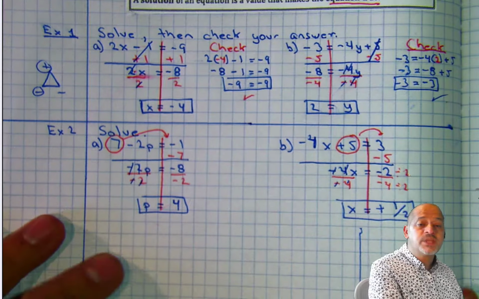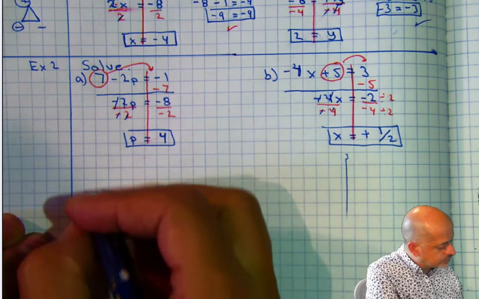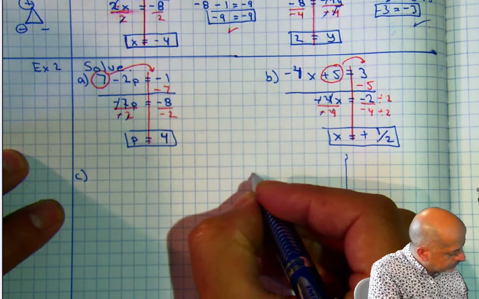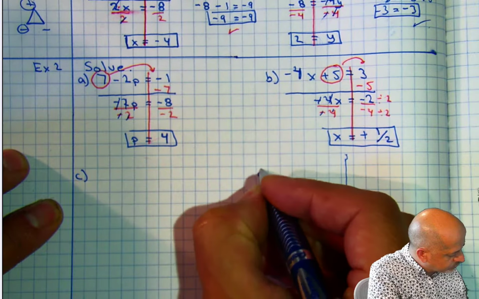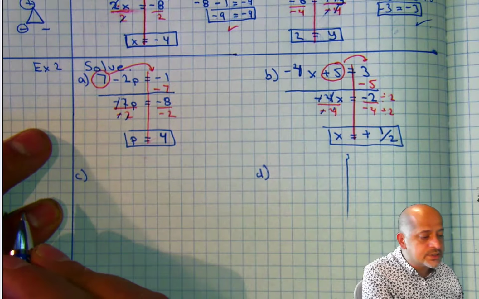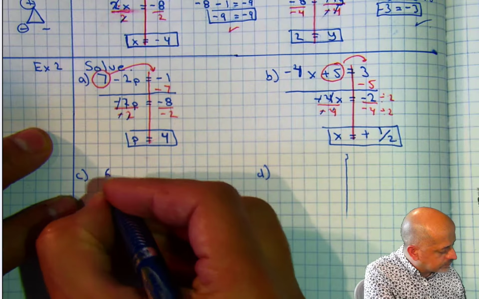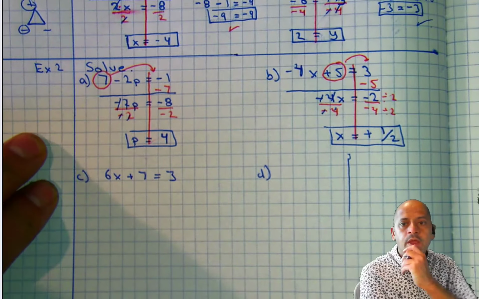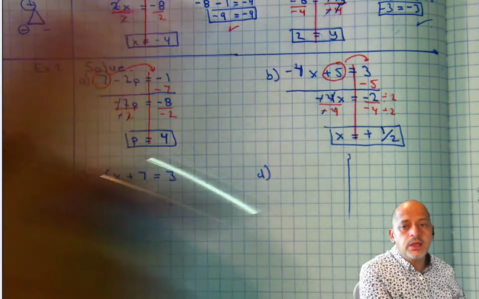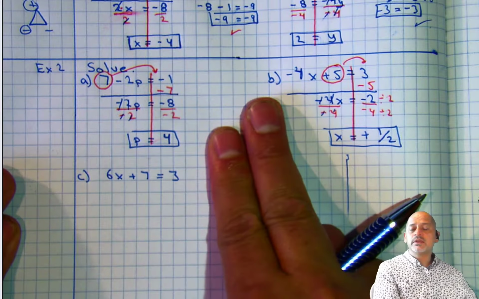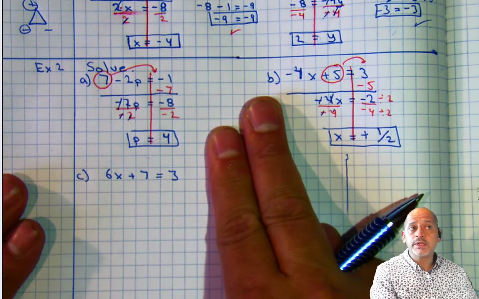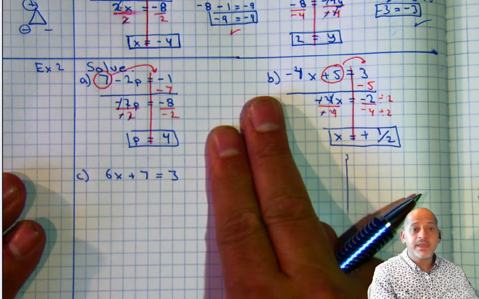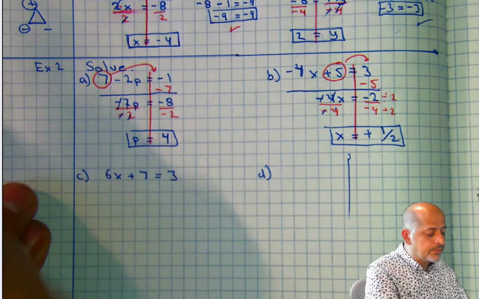Pretty simple, right? 2-step equations. So let's go and try letter C and letter D. And let me give myself a little more space. So for letter C, try the following. 6x plus 7 equals 3. Go ahead and pause it. Then solve it by yourselves. See what you get, and then we can compare our answers. Got it? So go and pause it.